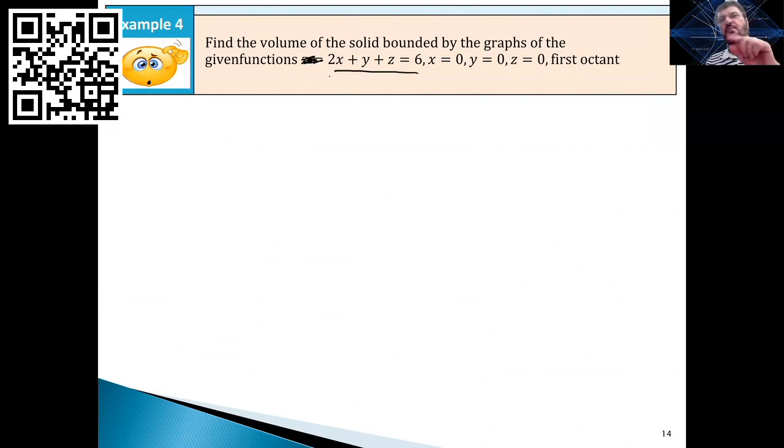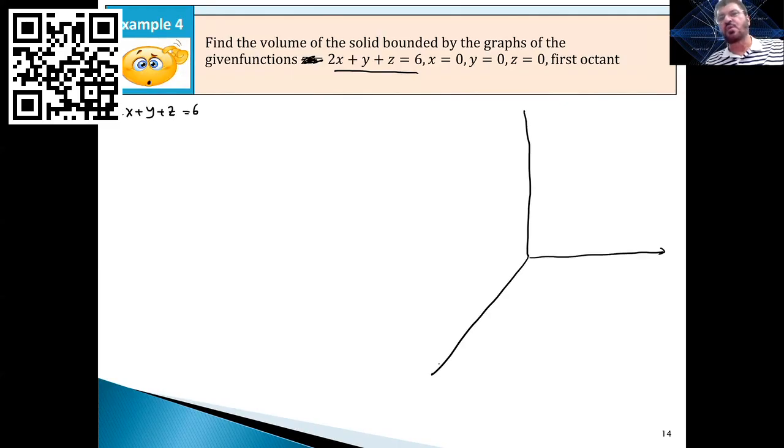Now it's probably you need to graph this one. So you have 2x plus y plus z equal to 6. This is easy to graph, by the way. So I'm going to show you the graph of this function. Now we are in three-dimensional space. Now, guys, I'm going to graph. This is the first time we are going to graph the solid.